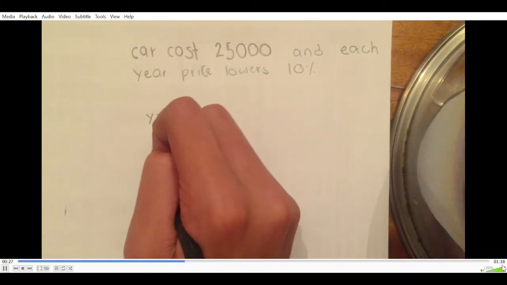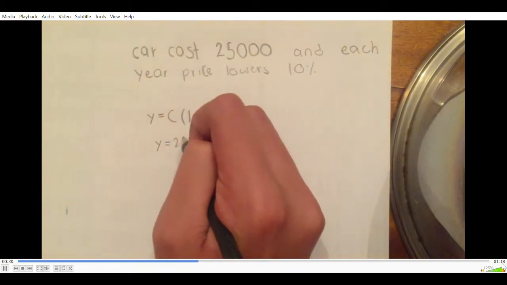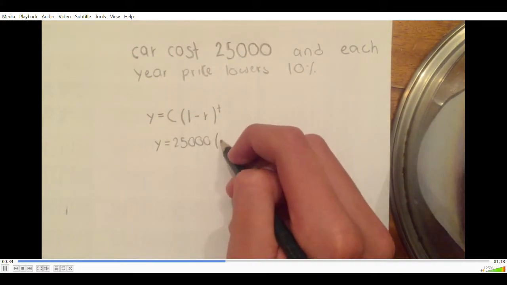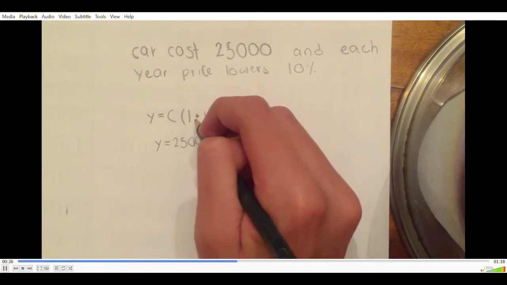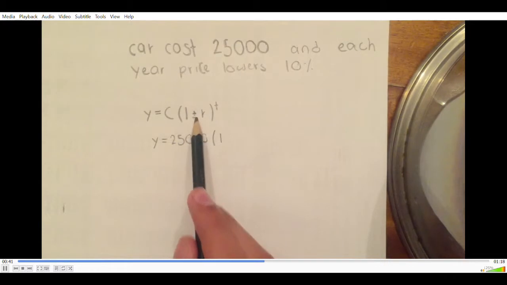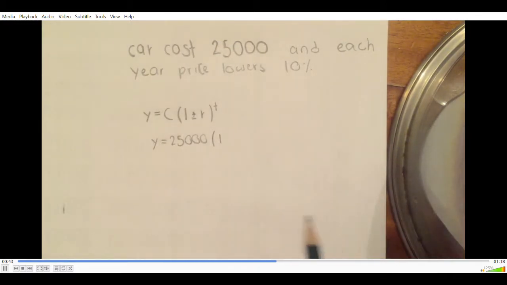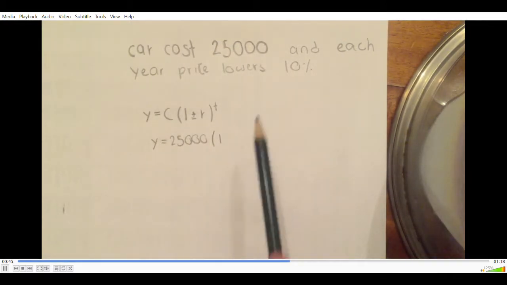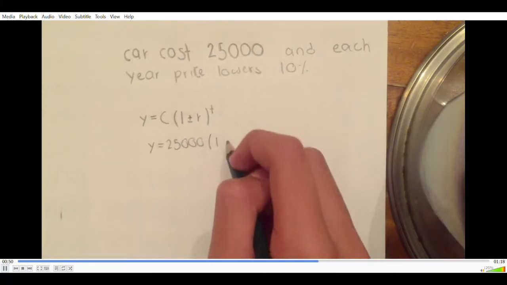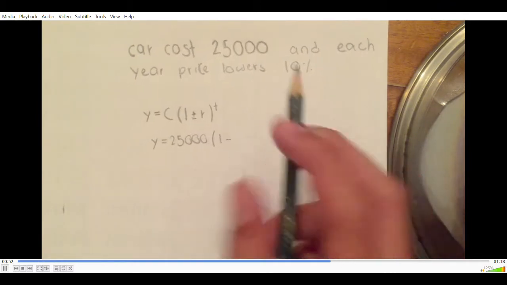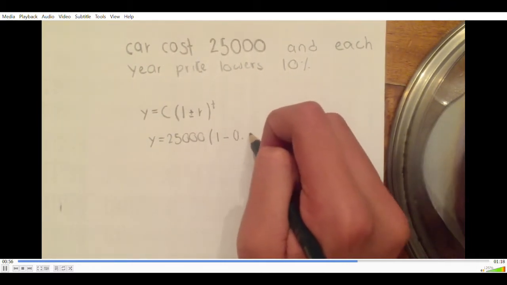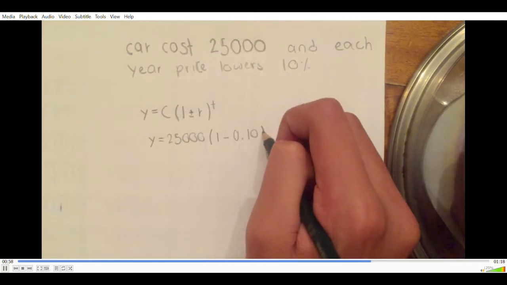So this is going to be our equation: y equals 25,000, and then in our parentheses we're going to have 1, and here it is plus or minus, determined by the word problem. Here it says that the price goes down, so it is eventually subtracting. So it's 1 minus, and the rate is 10%, so it's 0.10, and we close the parentheses.